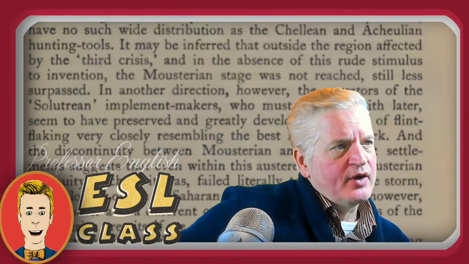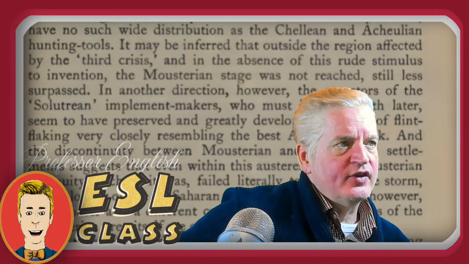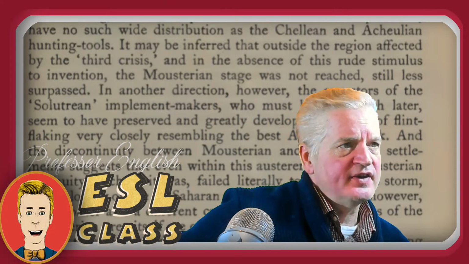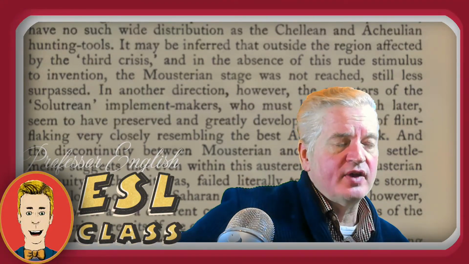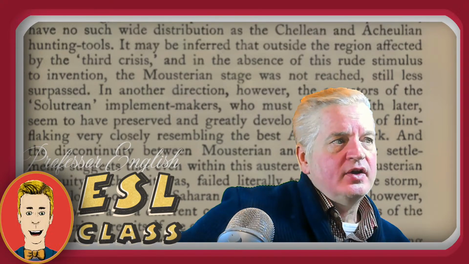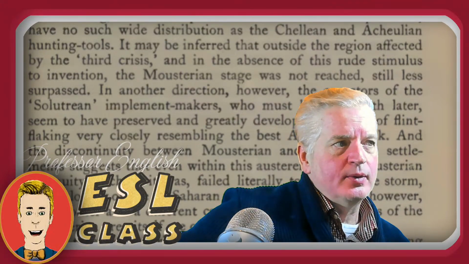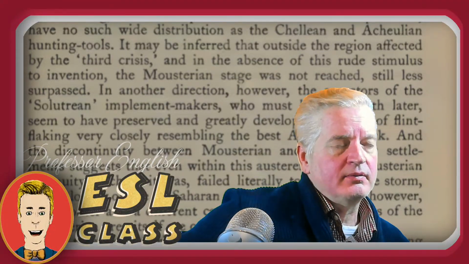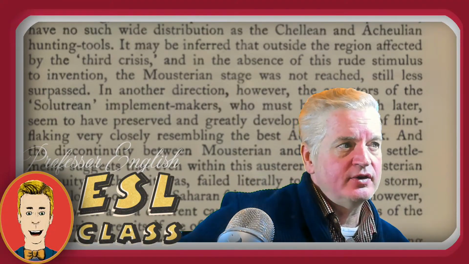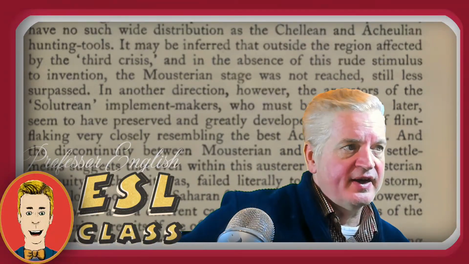It may be inferred that outside the region affected by the third crisis, and in the absence of this rude stimulus to invention, the Mousterian stage was not reached, still less surpassed. So other people didn't have to deal with these difficult climates, and they never tried. They never tried to refine tools or make more complicated clothing.